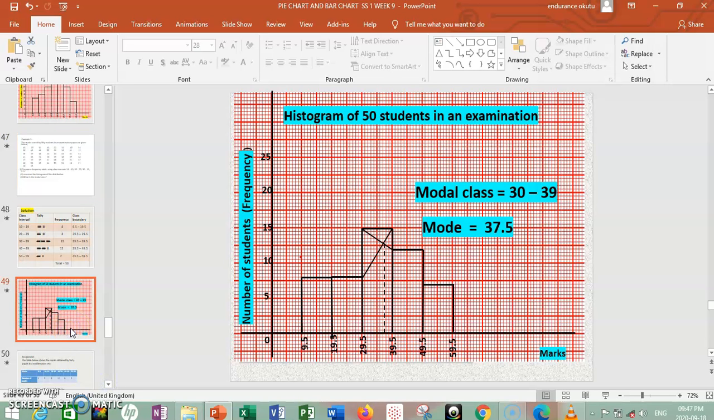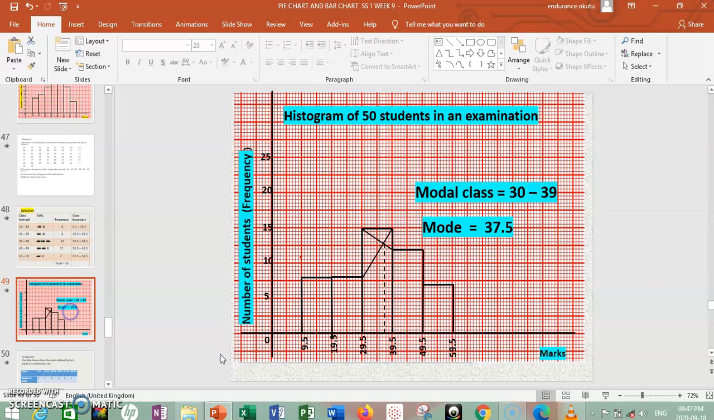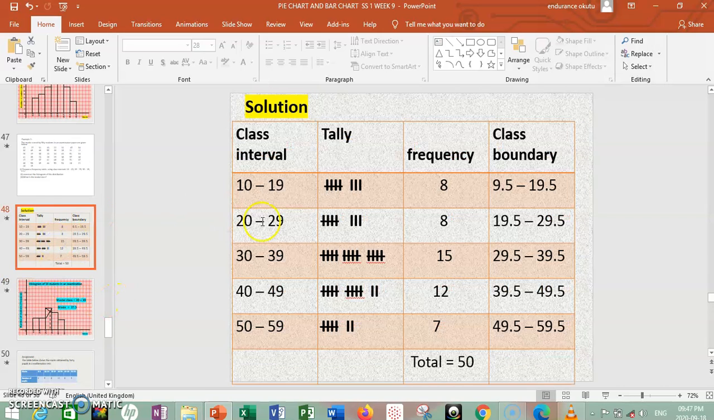Now this is the graph. In the first one, 9.5 to 19.5, what is the frequency? So we look at the graph. This is 5. Now each 2 lines is a unit. So 1, 2 is 6. 1, 2, 7. 1, 2, 8. So this is 8.